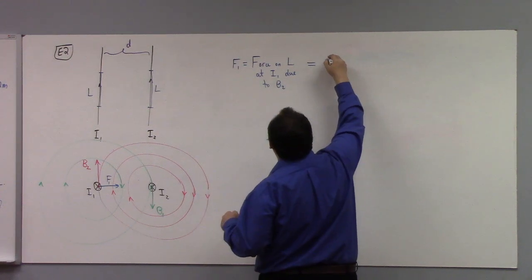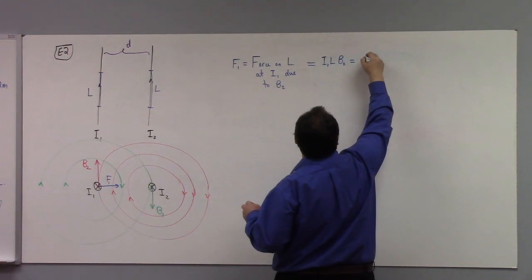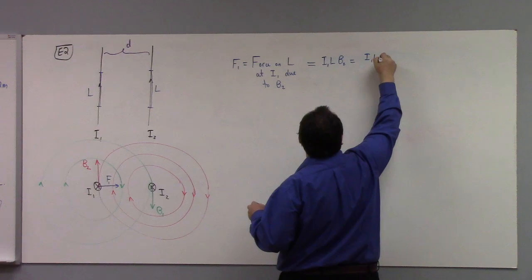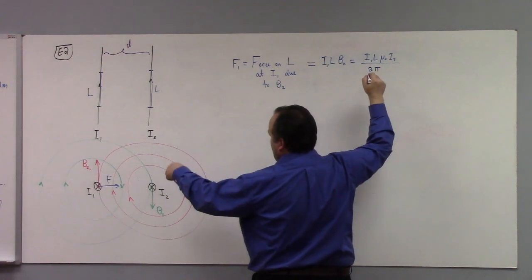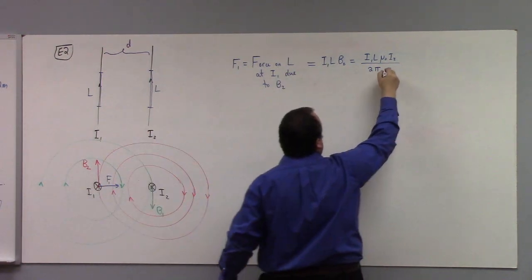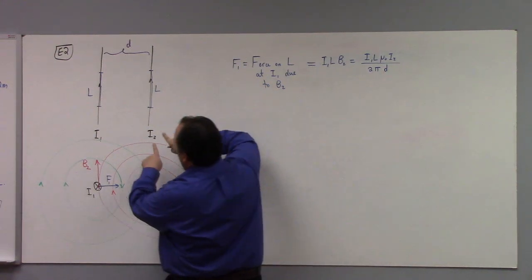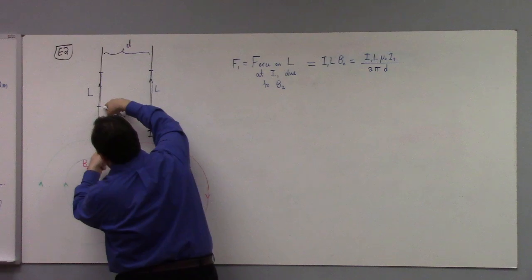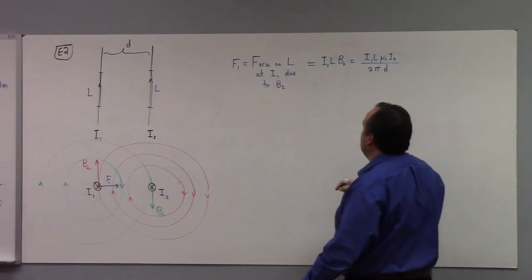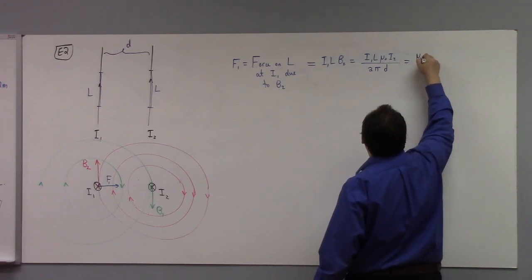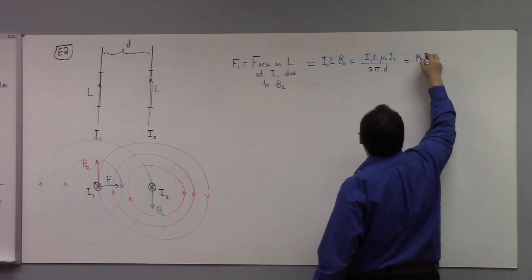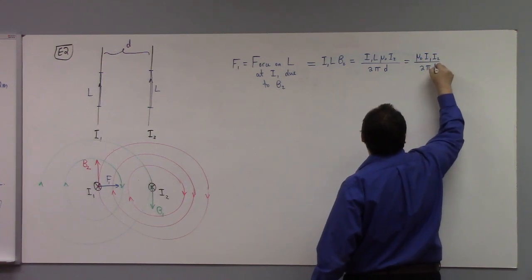What's the Lorentz force law in terms of current? It's just ILB. So we had I1 L B2, which is equal to I1 L times mu naught I2 divided by 2 pi, the distance between. What's the distance? D. That's the distance between where the current is generating the magnetic field and where we're measuring the magnetic field, over here on current 1. Which I'm going to clean up a bit: mu naught I1 I2 divided by 2 pi d times L.